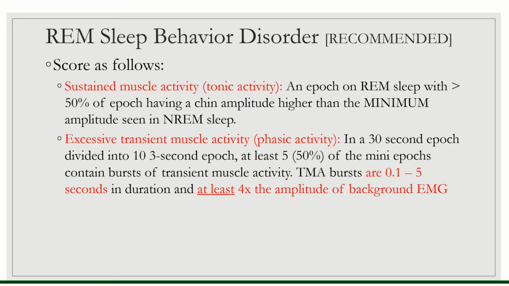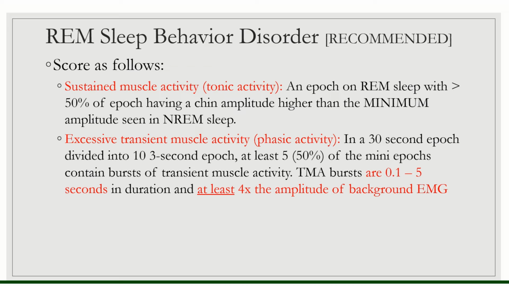Let me say it again. We're going to score sustained muscle activity if an epoch in REM sleep, let me put it in my own words, okay? We have a REM sleep epoch with more than half of the epoch containing a chin amplitude higher than the minimum that we saw when the patient was not in REM. Say that once again for clarity. We have a REM epoch when more than half of the epoch has a chin amplitude that's higher than the minimum amplitude that we saw when the patient was not in REM. Okay.